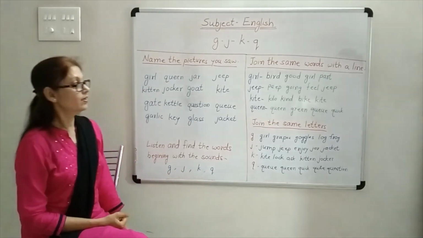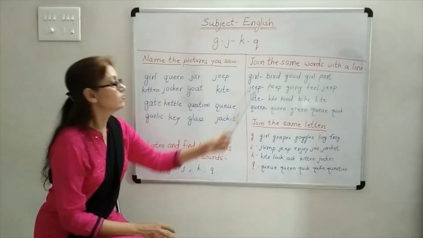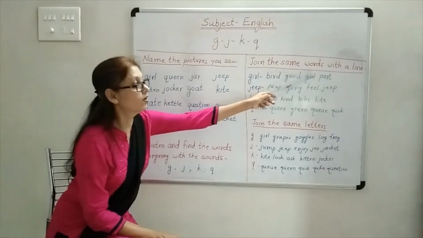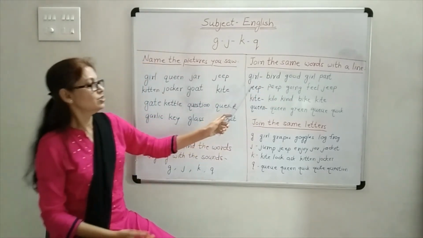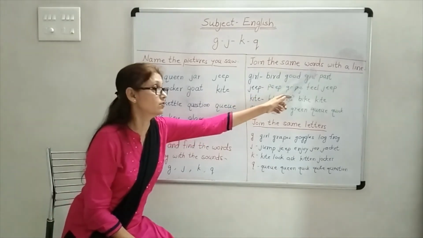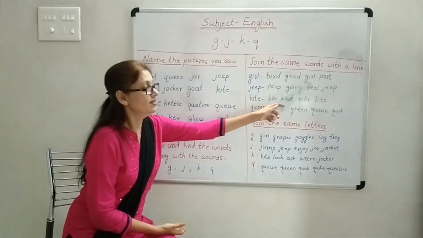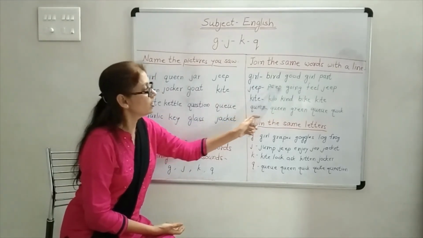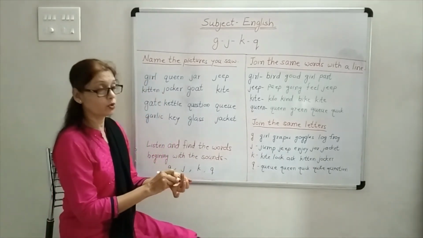Okay, now you have to join the same words with a line. This is very simple. You can do it. Join the same words with a line. Girl. Where is a girl? Here it is. So you have to join these words. Okay? I'll join it. You do it in your book.